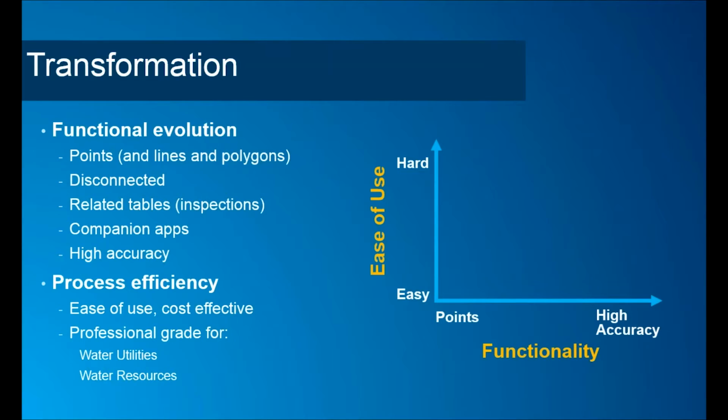There we go. So we talk about going from easy to hard, and then going from points to high accuracy. We've just had this escalating functionality. With respect to ease of use and cost, those using ArcGIS Online and Collector know how cost effective it is, but from the ease of use, what's been resounding is everyone gets to use it on their phone.